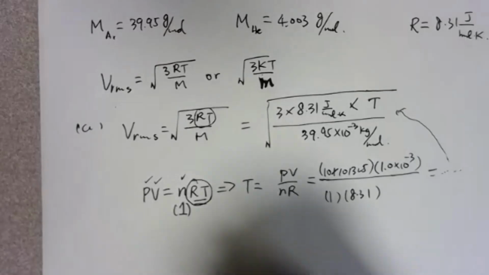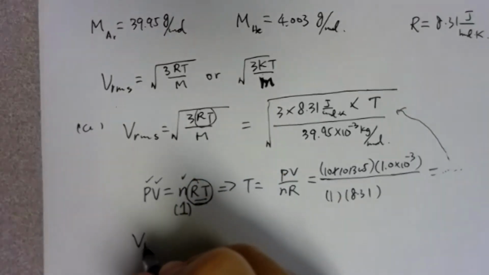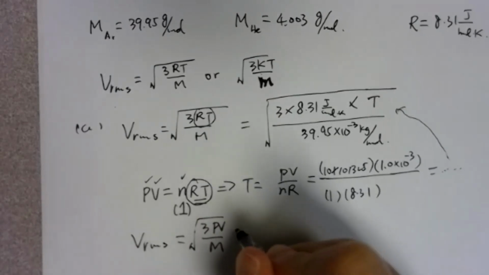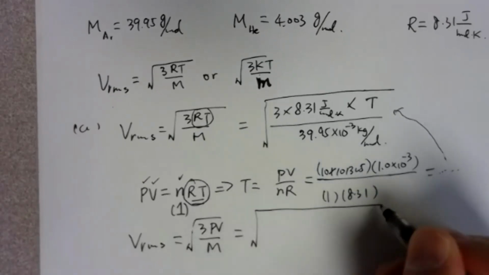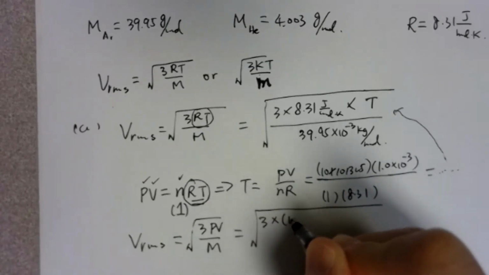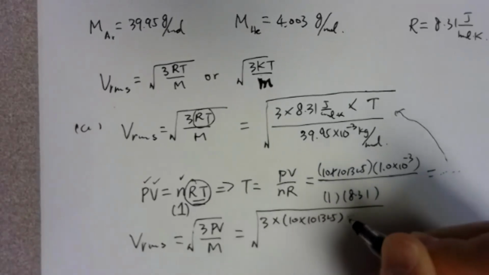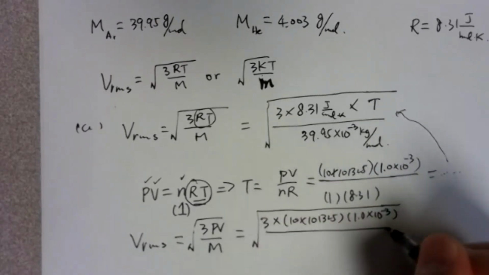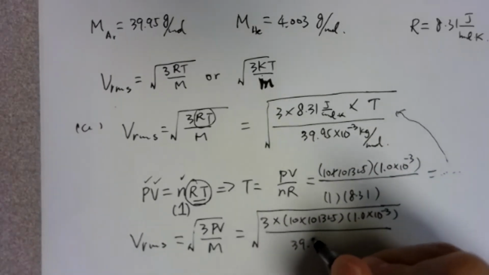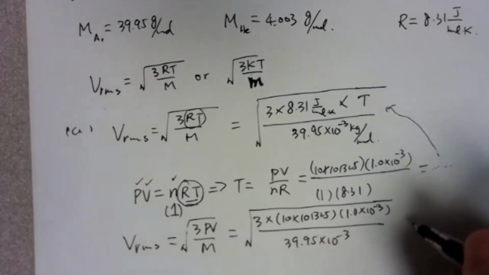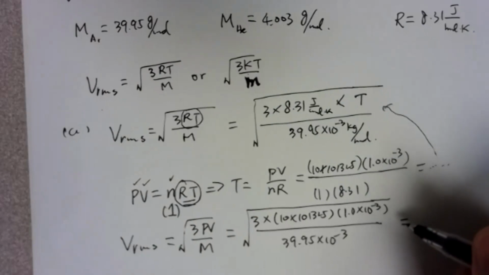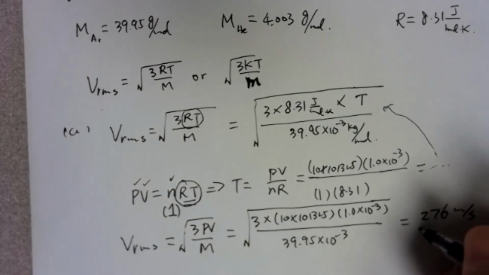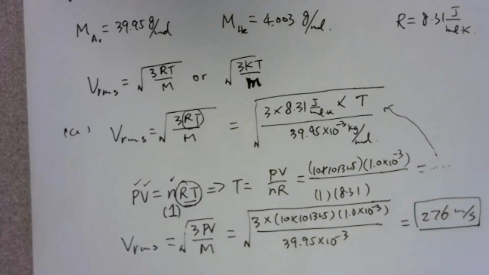So instead of doing square root of 3RT over M, I'm going to do v RMS equal to square root of 3 times PV divided by M. So square root of 3 times P, which is 10 times 101,325 SI unit. V is 1.0 times 10 to the minus 3, SI unit. And then divided by 39.95 times 10 to the minus 3, also in SI unit. So everything is in SI unit. If we do that, this gives 276 meters per second for the RMS speed, okay?